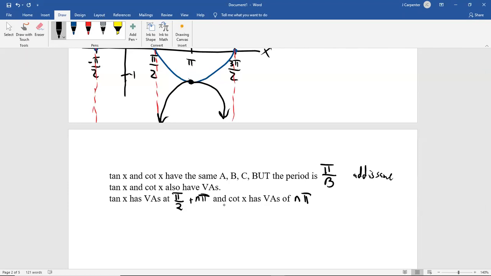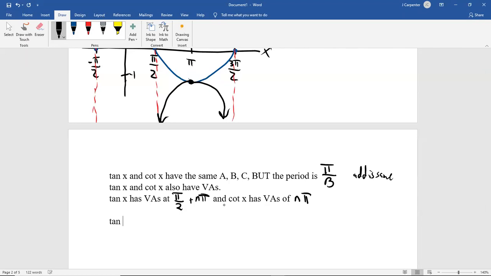So when we were graphing the secants and cosecants, we said to draw the sine or cosine wave and then do little parabola-like shapes from the peaks or valleys. Not quite the same for tangent and cotangent, unfortunately.